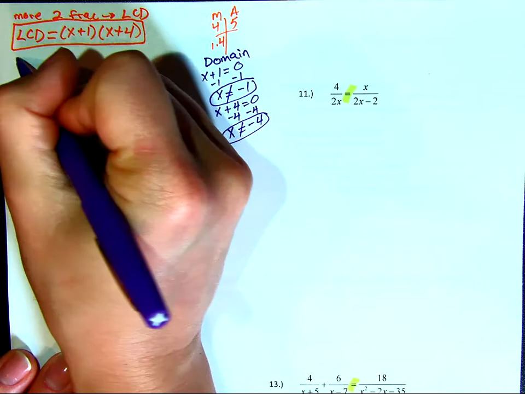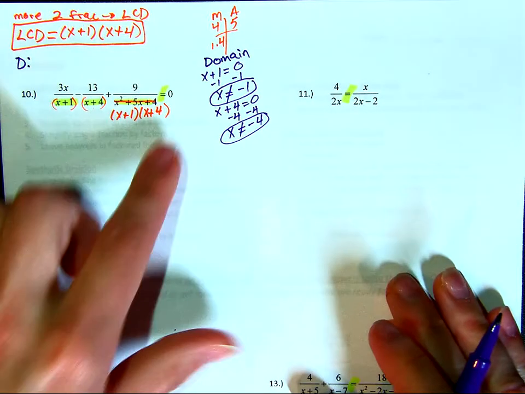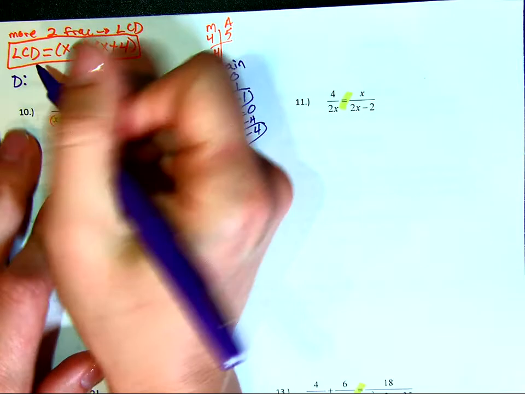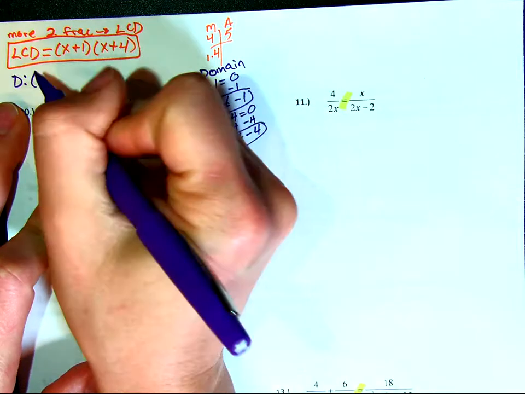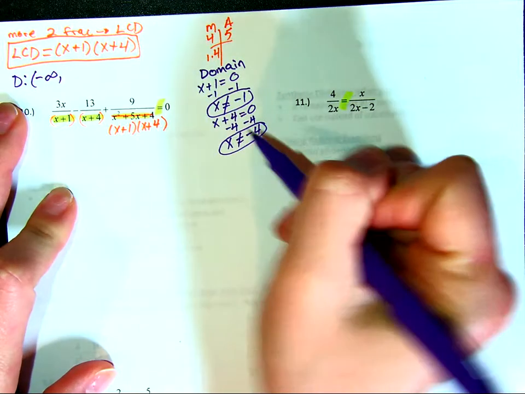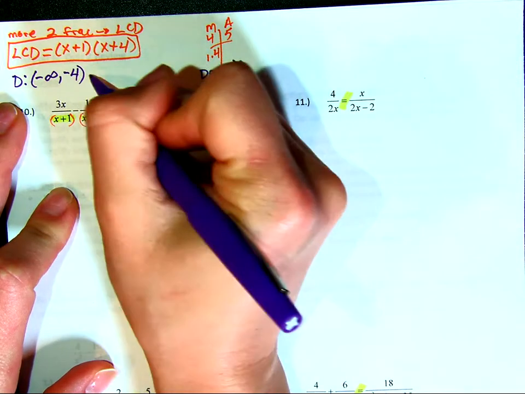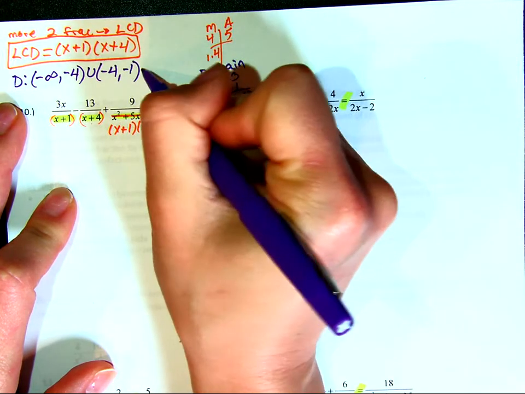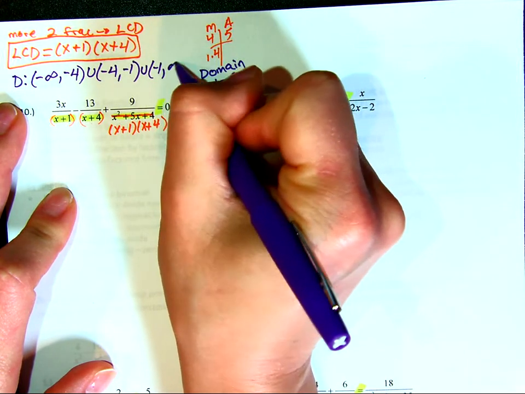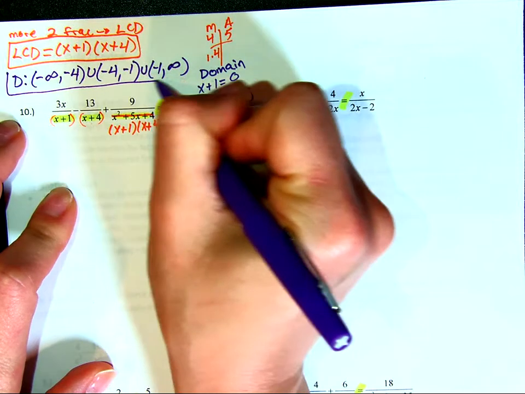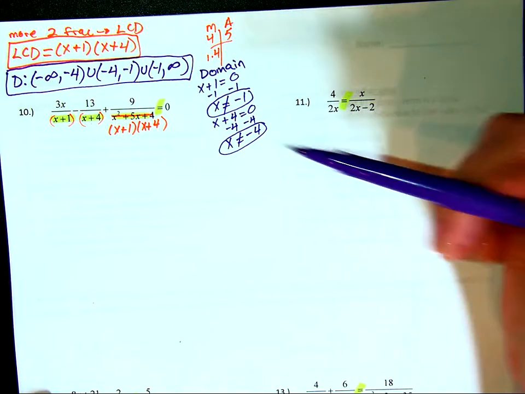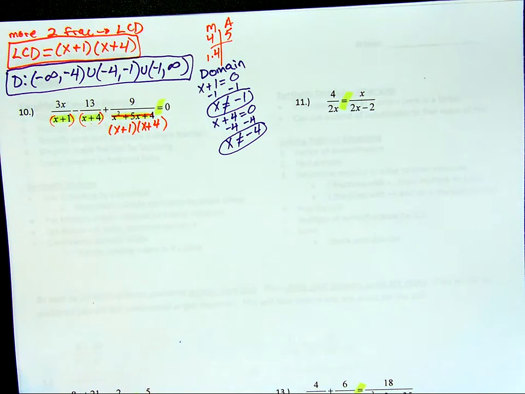So when we write our domain, remember, this is what we have to remember, that it means those two numbers are not acceptable, but we have to write it in interval notation. So everything from -infinity to the smallest number, which is -4, is okay. Everything from -4 to our next number, -1, and everything from -1 to positive infinity. So all of the numbers in these ranges are okay, but you cannot have -1 and you cannot have -4.